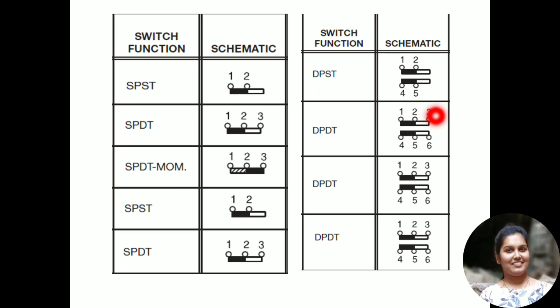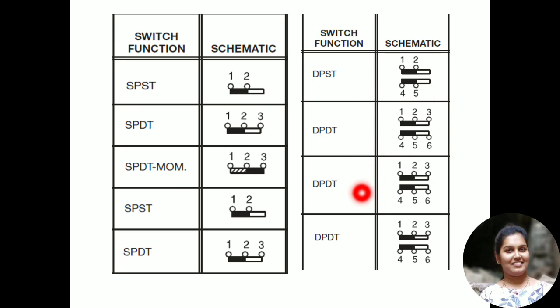DPDT slide switches make or break the connection of two conductors to two separate circuits. They usually have 6 terminals. Here we can see in the diagram that we have 6 different terminals, starting from 1 to 6. All these 6 terminals are available in both momentary and maintained contact versions.